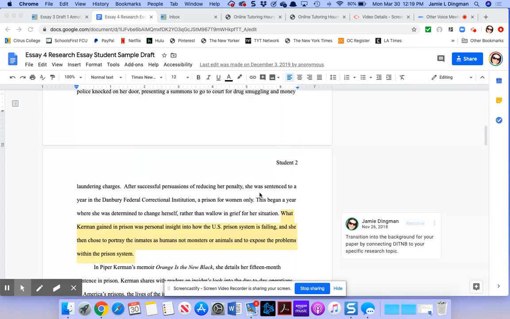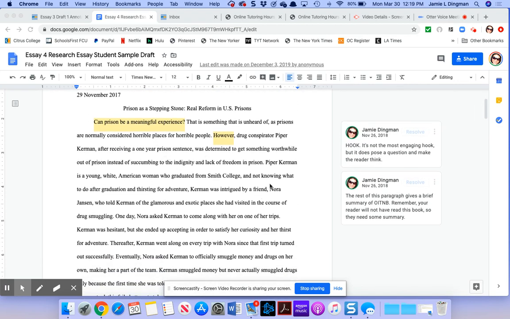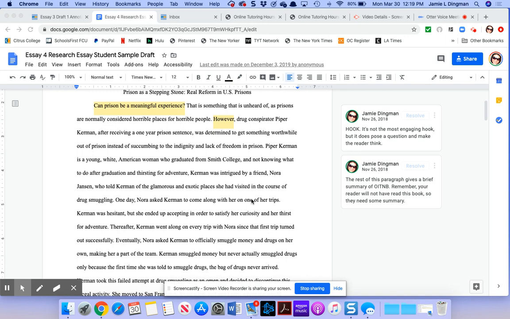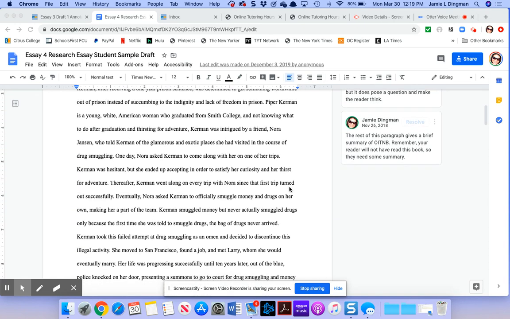So let's start back up at the top here. Can prison be a meaningful experience? That is something that is unheard of, as prisons are normally considered horrible places for horrible people. However, drug conspirator Piper Krimmen, after receiving a 1-year prison sentence, was determined to get something worthwhile out of prison instead of succumbing to the indignity and lack of freedom in prison. Piper Krimmen is a young white American woman who graduated from Smith College, and not knowing what to do after graduation and thirsting for adventure, Krimmen was intrigued by a friend, Nora Jansen, who told Krimmen of the glamorous and exotic places she had visited in the course of drug smuggling.